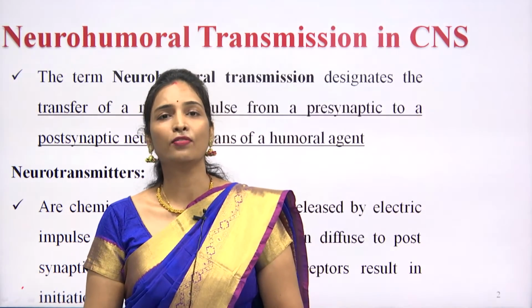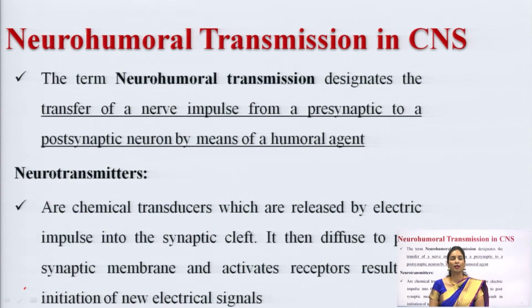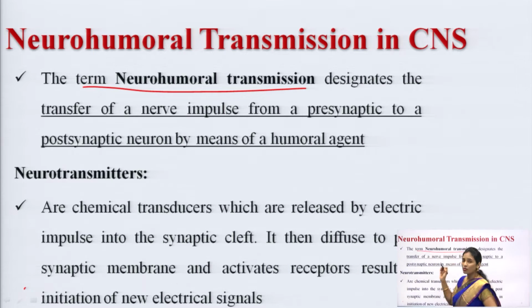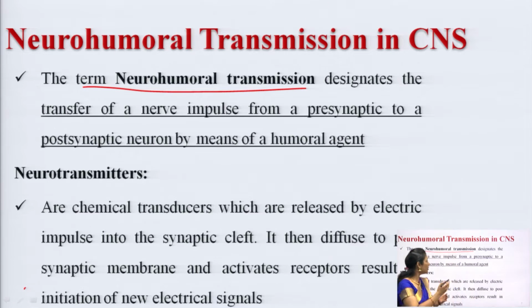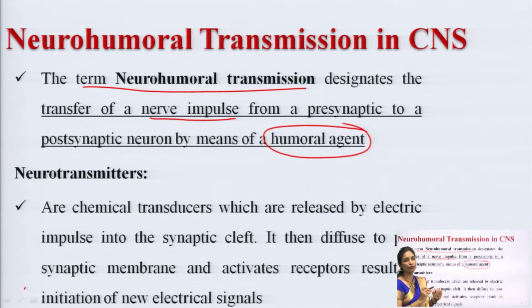So, we will start here: what is meant by neurohumoral transmission in C.N.S.? Before going to the neurohumoral transmission in C.N.S. steps, let me see what a neurohumoral transmission is. The term transmission itself indicates something is going to transfer, right. So, what is going to transfer here? The nerve impulse from the presynaptic neuron to the postsynaptic neuron by means of a humoral agent. Then it is called a neurohumoral transmission.